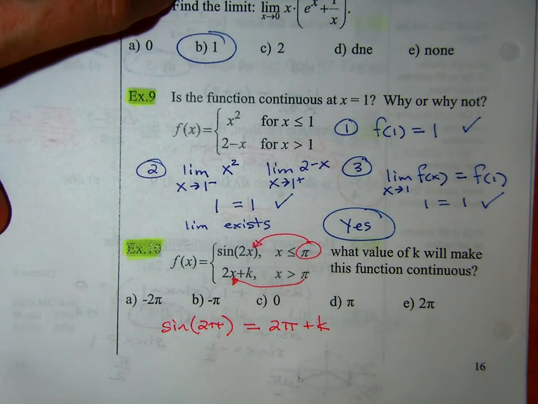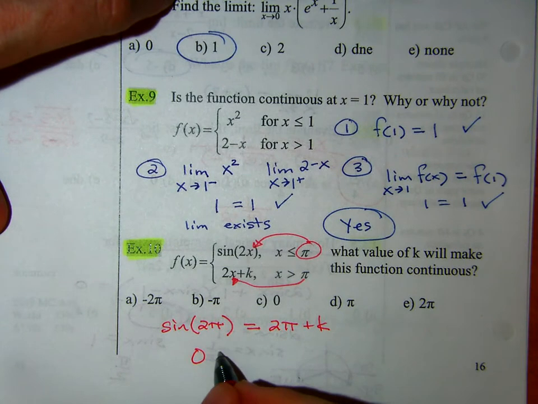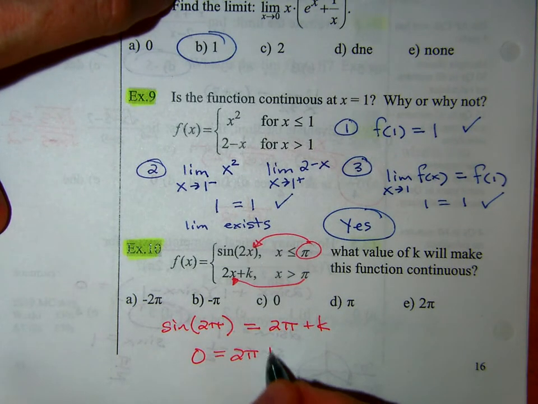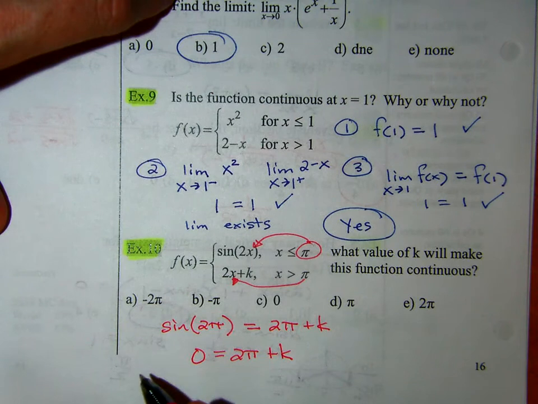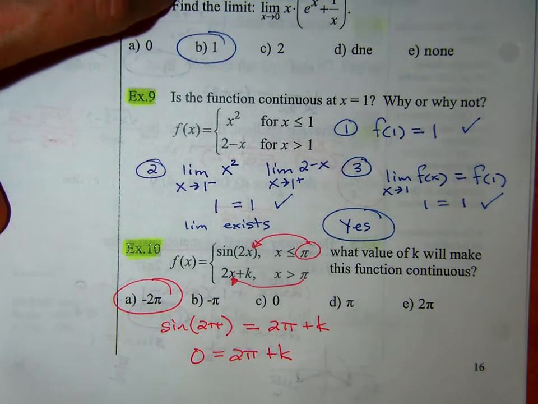So the sine of 2 pi, hopefully you can think about that. It's going to be 0, and 2 pi plus k. You're going to subtract 2 pi from both sides and do that.